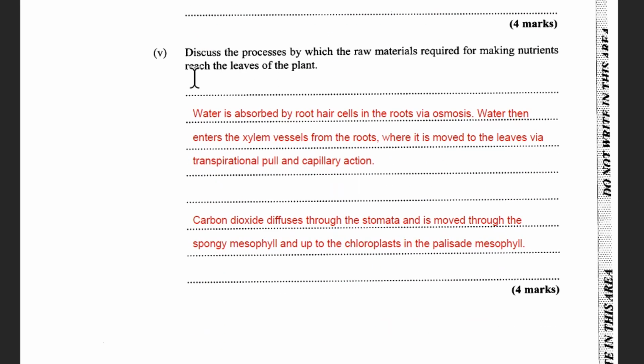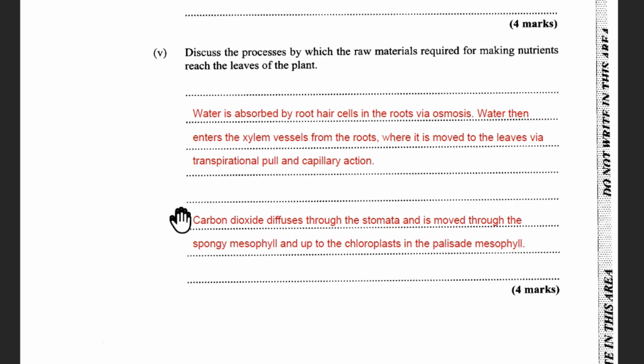So part 5, discuss the processes by which the raw materials required for making nutrients reach the leaves of the plant. So water is absorbed by root hair cells in the roots via osmosis. Water then enters the xylem vessels from the roots, where it is moved to the leaves via transpiration pull and capillary action and root pressure. So remember, the two raw materials needed are water and carbon dioxide.